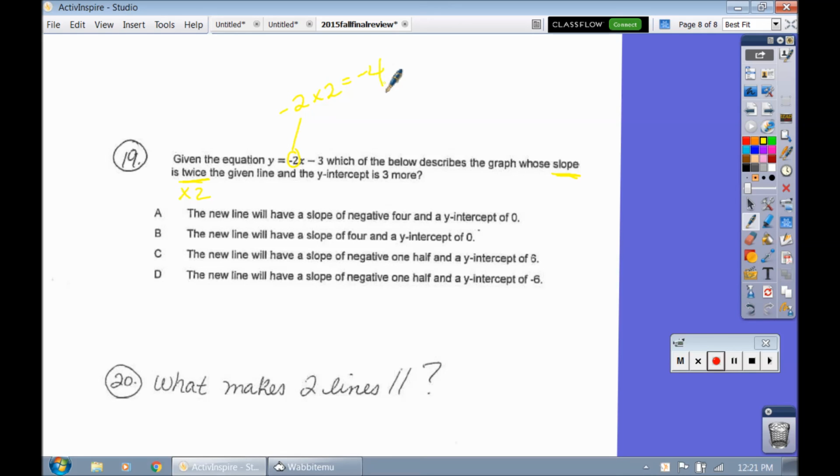And we're going to look at the y-intercept. Is 3 more? 3 more means to add 3 to that. So if we're at negative 3 and we add 3, now we're at 0 on the y-intercept. So let's write an equation that represents our new line, negative 4x plus 0, and check our answers. Look at letter A. The new line will have a slope of negative 4 and a y-intercept of 0. Guess what? That's what we had. So A is our answer.